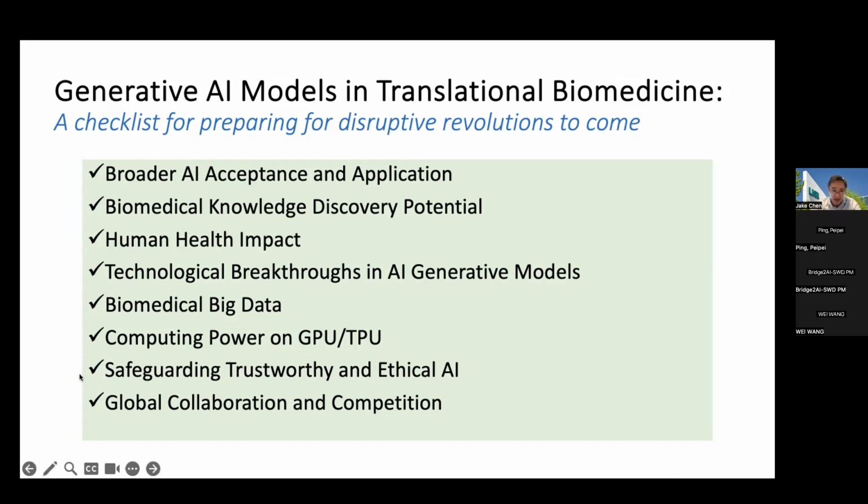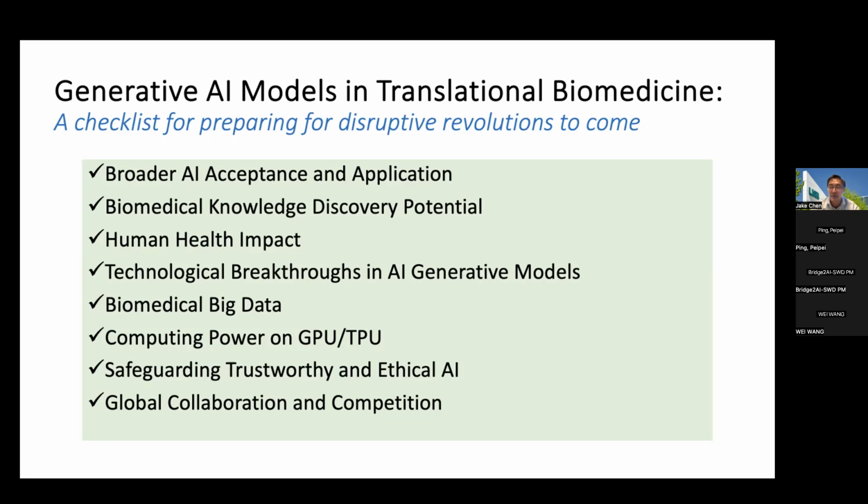So I put in the checklist, right? I think first of all, the environment has to accept the generative AI application in your area. If your collaborator doesn't want it, then don't try it. If NIH doesn't want it, then don't do it. But then you want to really make sure that this generative AI is generating new knowledge, not hallucinations. And it would really have the human health impact to outweigh the potential burdens of setting things up.